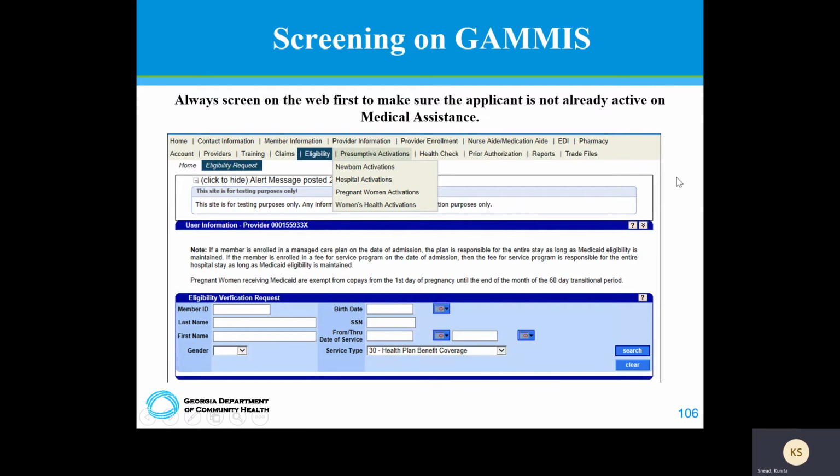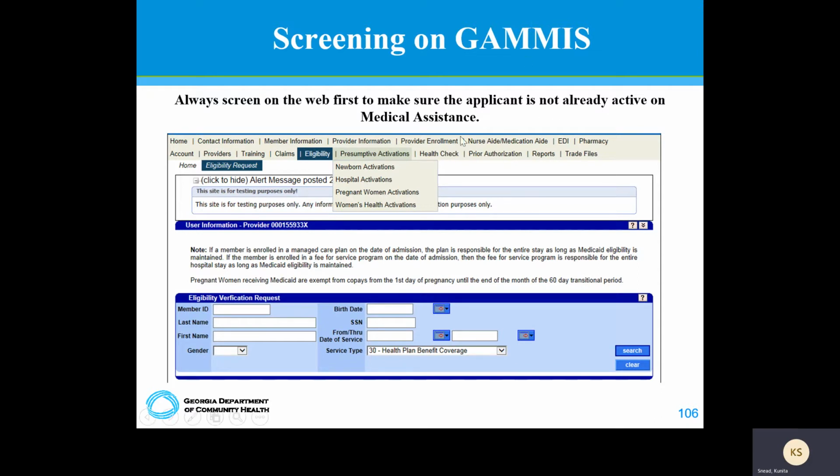So once you go to the mmis.georgia.gov web address, you will need to make sure that you sign in with your credentials. If you don't have sign-in credentials yet, once you have passed your assessment and completed all of your paperwork, your PE coordinator or the administrator will need to make sure to request that GAMIS access for you. So that will have to be requested from your particular hospital.